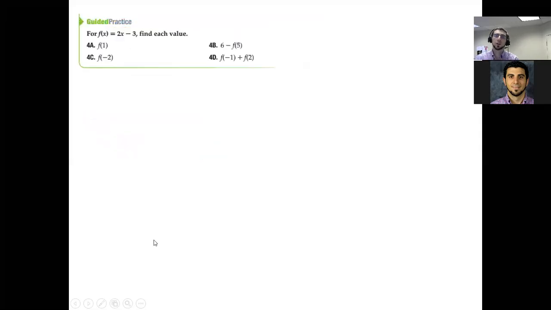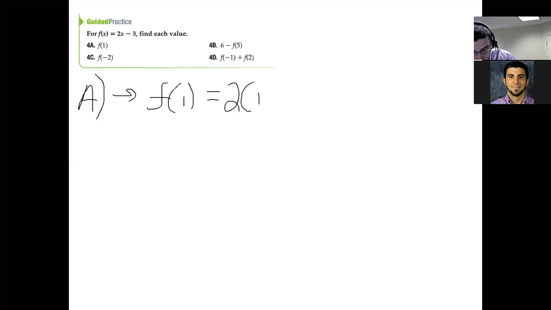All right, here's a couple for you to try. Go ahead and pause the video and hit play when you're ready. Okay, we're back. So f of x equals 2x minus 3. So for part A, now you want to watch this very carefully. F of 1 means substitute 1 into the equation. So you would get 2 minus 3, which is negative 1.